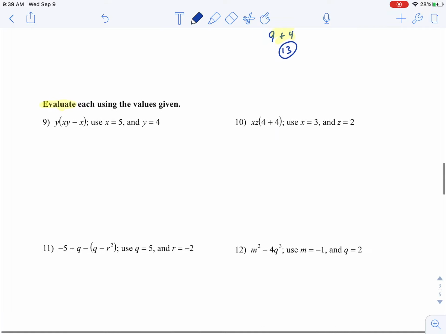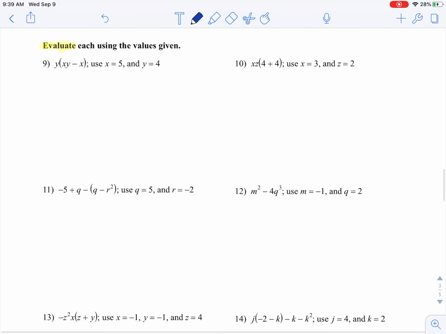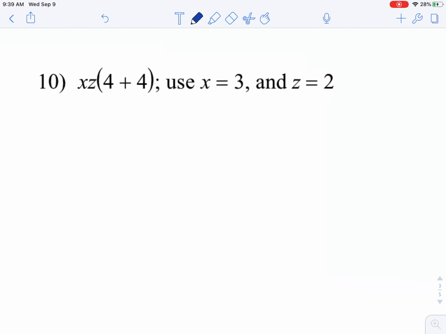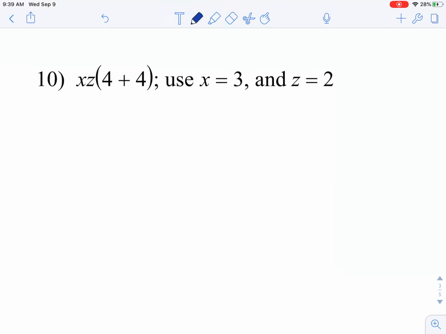Now we're getting to evaluate. So plug in numbers for variables and work it out. Now, what I said before, when you do a substitution, technically, you can use parentheses everywhere you do a substitution, and you will get the right answer. So xz means x times z. Where the x is, I put parentheses there. I'm going to put a 3. Where the z is, in those parentheses, I'm going to put a 2. So now it looks like 3 times 2 times 4 plus 4.